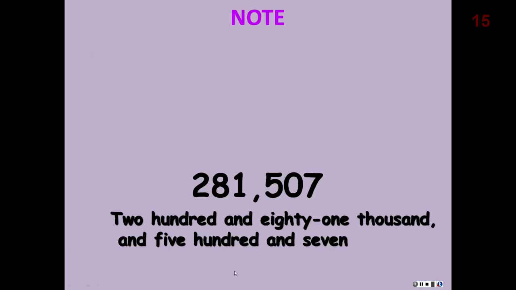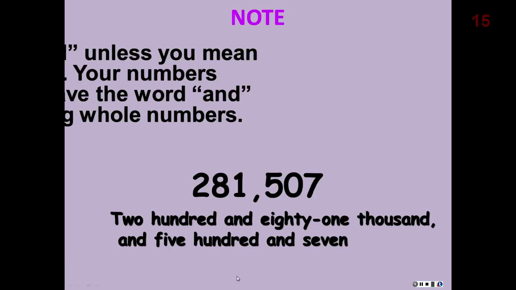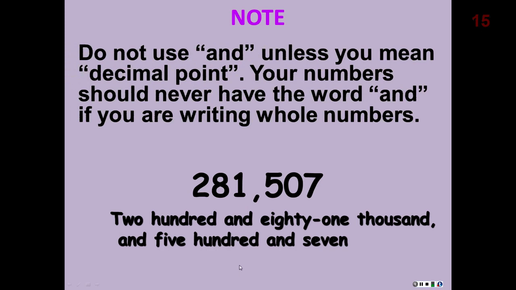Special note. Do not use "and." I've said that already, right? But here's the official note. Do not use "and" unless you mean the decimal point. Your numbers should never have the word "and" if you are writing a whole number, because whole numbers are to the left of the decimal point. All whole numbers are to the left of the decimal point, so you're not going to write the word "and" unless you have a decimal. Big mistake. But we say "and" all the time because we're lazy in our language.